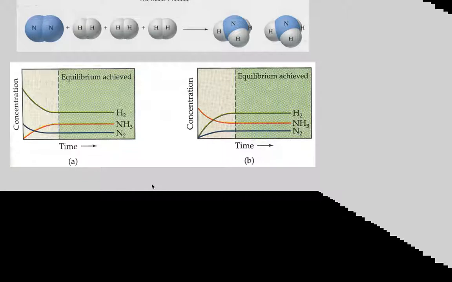The problem is that I don't even know if I can say this out loud in a way that makes sense to you. Let me try it. So this reaction does not favor products. If you take nitrogen and hydrogen and put them together, they will make a little bit of ammonia, not much.